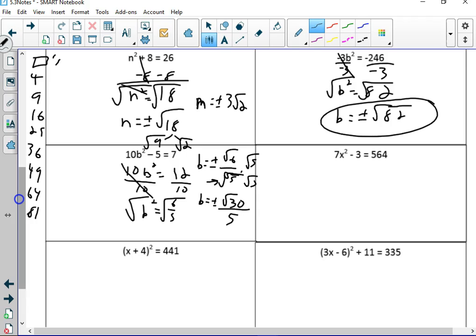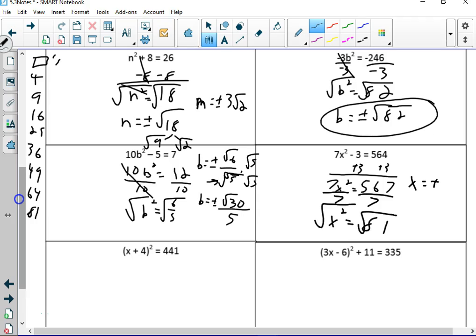Okay, over here. First step, add 3. 7x squared equals 567. So we're going to do 567 divided by 7. We get 81. This one's going to be a little bit friendlier. Square root both sides. X equals plus or minus 9. So 81 is a perfect square.